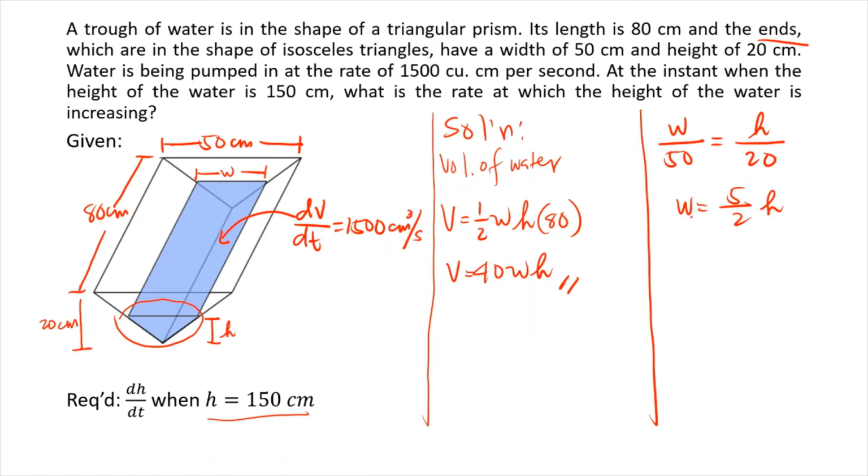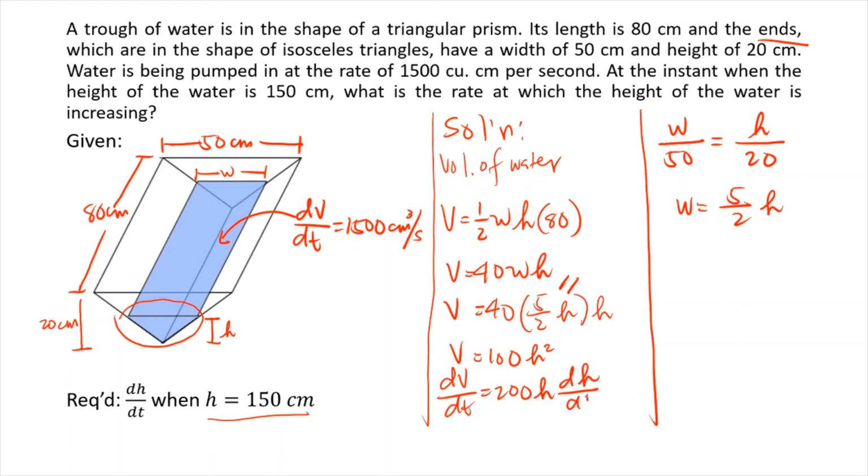Now we can plug in this equivalent expression for W into the volume formula so that it will be reduced into a single independent variable, in this case H. So V equals 40 W, where W is 5 over 2 H, times H. So V now is equal to 40 divided by 2, that's 20, 20 times 5, that's 100, H times H, so H squared. Okay? So let's differentiate this equation with respect to time. We get dV dt equals, power rule, so 2 times 100, so 200 H dH dt.